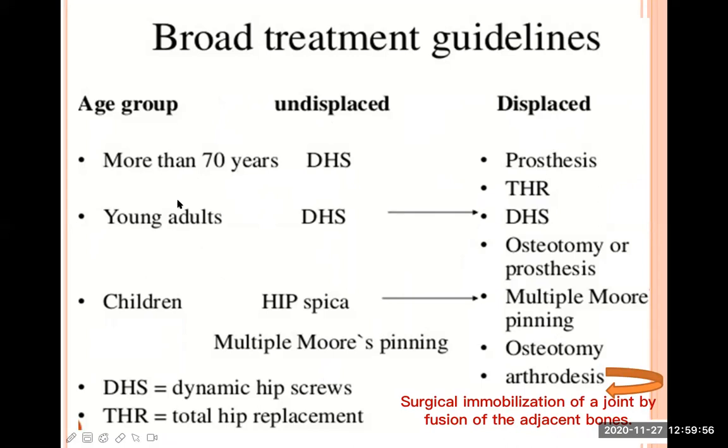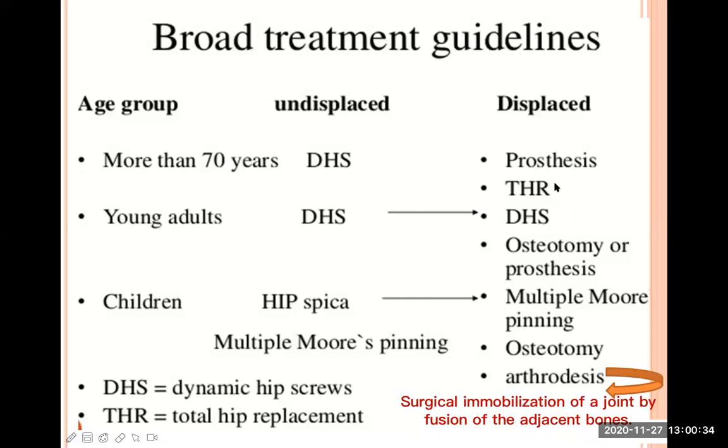If the patient is more than 70 years and the fracture is undisplaced, we better go for dynamic hip screw. Dynamic hip screw, the picture you have just seen. There is a long plate which will give compression and there are multiple screws there. If the age is more than 70 and the fracture is displaced, you better go for prosthesis, either hemiarthroplasty or total hip replacement.